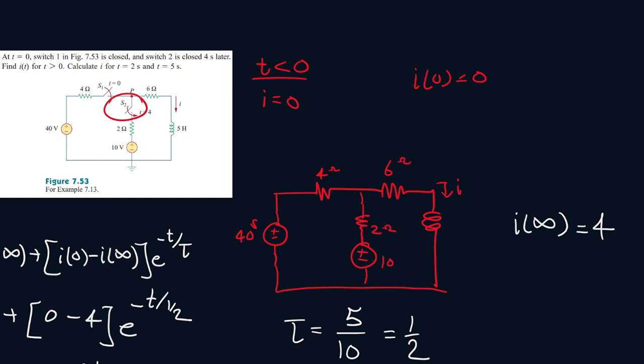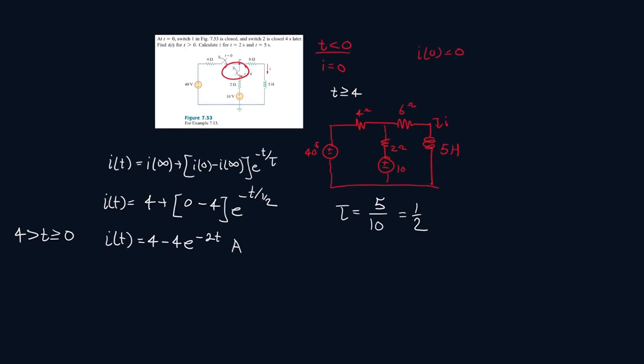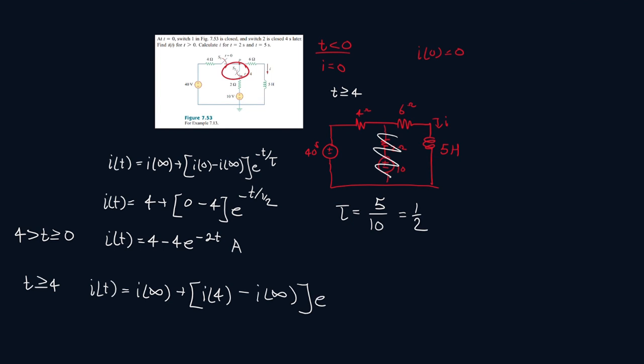And this is to represent when t is greater than or equal to 4. And this is 5 Henry here. Now, to find a formula for when t is greater than or equal to 4, it's going to be I of t equals I infinity. And since we're starting off our last circuit, which was when this portion wasn't involved, it's not going to be I of 0, it's going to be I of 4, because that's where we start off from our last circuit, minus I infinity times e to the power of t minus 4 over the time constant.